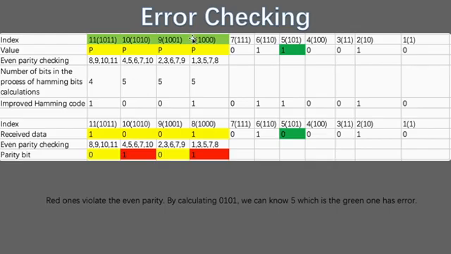And now let's see how error checking works. Here let's suppose the received data is 100010, and here the error happens in the 5th position. By calculating the parity bits, we can get 0101, and the red areas mean those positions violate even parity checking. So 0101, which is 5 in decimal, means the position 5 has error.